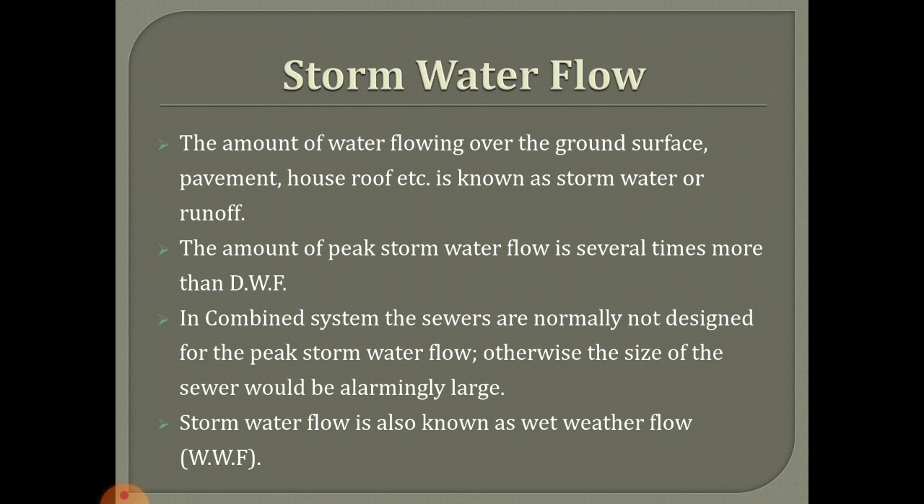Storm water flow. The amount of water flowing over the ground surface, pavement, house roof, etc. is known as storm water or the runoff. The amount of peak storm water flow is several times more than the dry weather flow. In combined system, the sewers are normally not designed for the peak storm water flow, otherwise the size of the sewer would be alarmingly large.